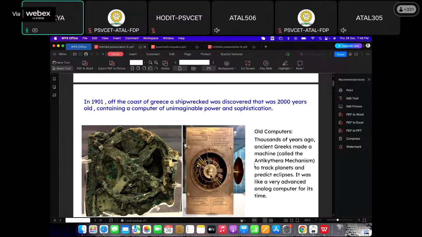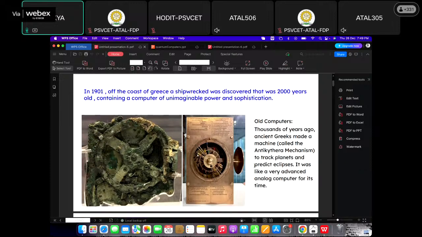In 1901, off the coast of Greece, a shipwreck was discovered that was 2000 years old, containing a computer of unimaginable power and sophistication. Scientists reassembled what was found, and it turned out to be an extraordinary device, like a wow product. This is like an analog computer.